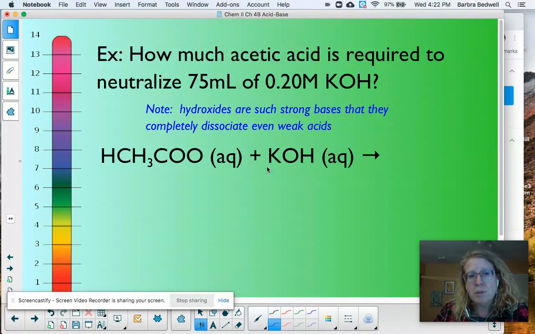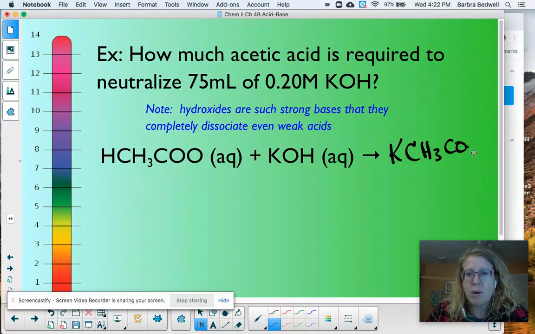The first thing that you want to do is make sure that you predict your products and balance your equation. In this case, it's a pretty easy one to predict. Here's our salt, KCH3COO, potassium acetate, and water, H2O, or HOH. Those are our two products for it.